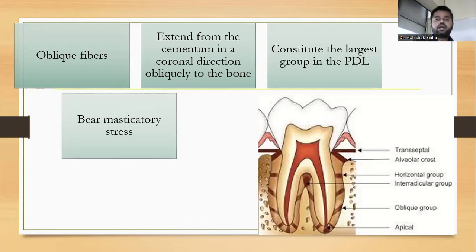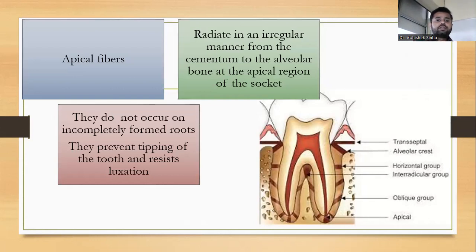Again, a commonly asked viva and MCQ question is, which among the periodontal fibers is the largest group of fibers? That is the oblique group of fibers. Apical fibers radiate in an irregular manner from the cementum to the alveolar bone at the apical region of the socket. They do not occur on incompletely formed roots, and they prevent tipping of the tooth, and it resists luxation. So the fibers helping prevent luxation, while you are extracting the tooth and encounter difficulty in luxating the tooth, are your apical fibers.